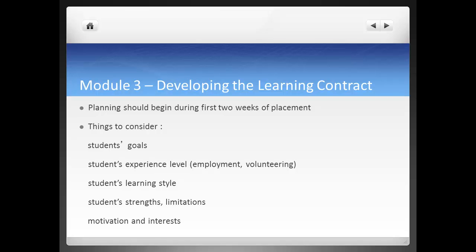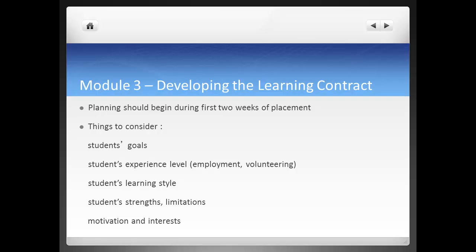Planning for what will be included in the student's field practicum and essentially the learning contract really should begin during the first couple weeks of the placement. Some things to consider include: what are the students' goals? As they look at their field practicum for the year and the specific agency and population they will be serving, what goals do they have? It's also important to take into consideration the student's experience level. What previous employment may they have had or volunteer experience? Considering what their learning style is another important factor. Their strengths and limitations, and also motivation and interests.